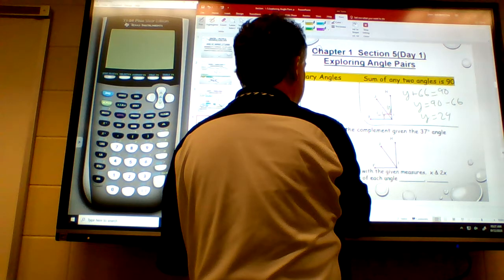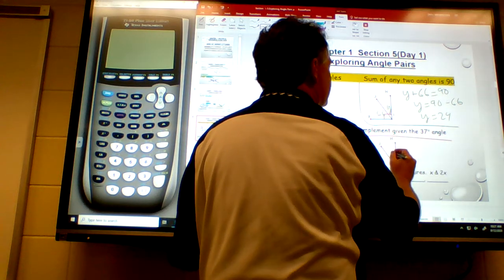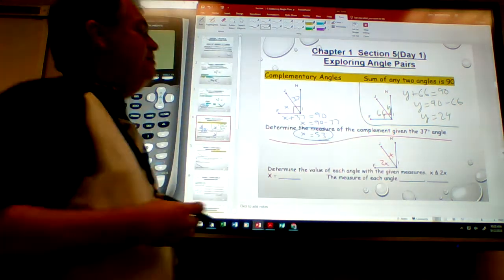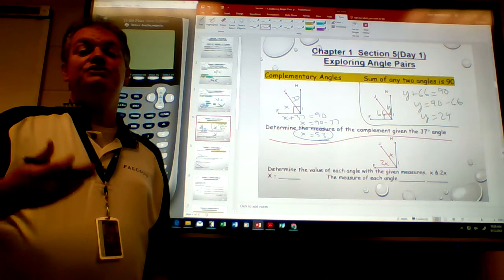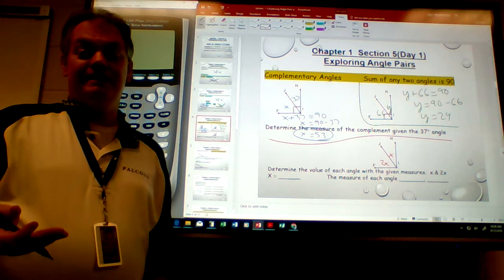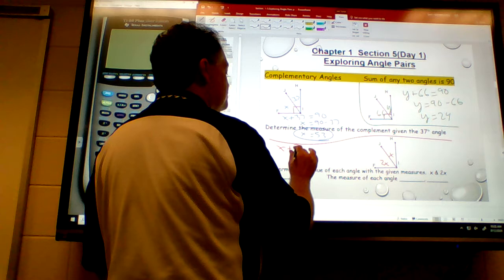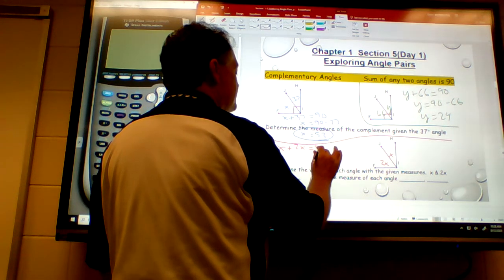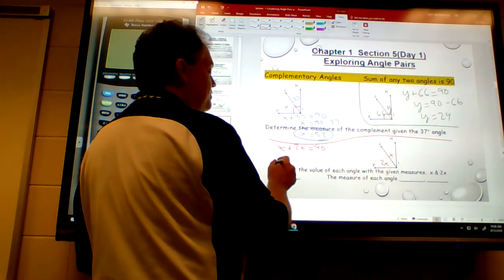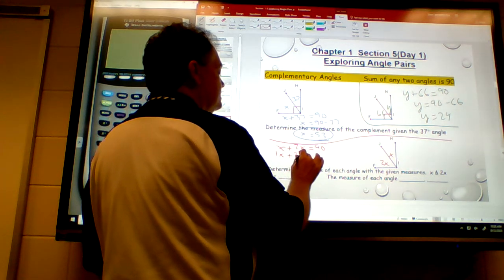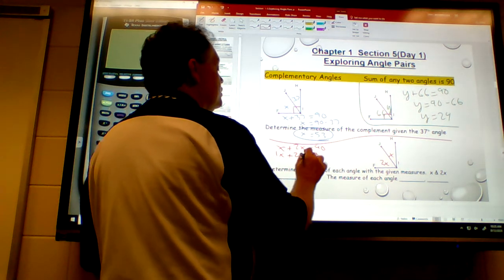Like down here, let's say this angle is x, and let's say this is 2x. Angles with a measure of x and 2x are complementary. That means that they add up to 90. So that means that x plus 2x equals 90. Well, when you add x and 2x, remember, that's 1x plus 2x equals 90.